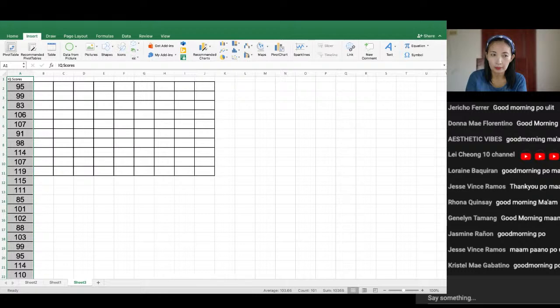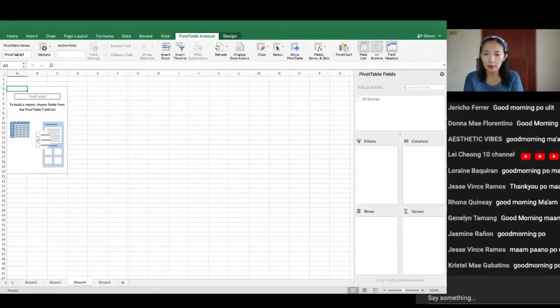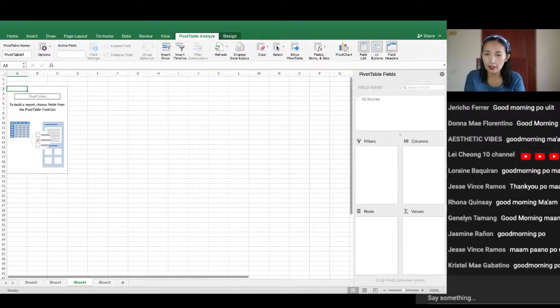Okay? And click OK. Once again, highlight the data including the label or the name of the variable. Go to Insert and click on Pivot Table. And then click OK. Okay, so your pivot table field. Can you see this? On the right side of your window.